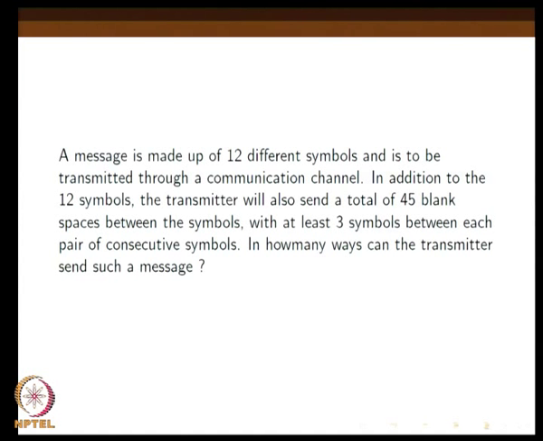So, here is a little longer problem. A message is made up of 12 different symbols and is to be transmitted through a communication channel. In addition to the 12 symbols, the transmitter will also send a total of 45 blank spaces between the symbols, with at least 3 blank spaces between each pair of consecutive symbols. In how many ways can the transmitter send a message?